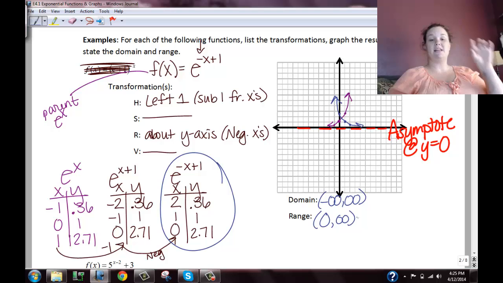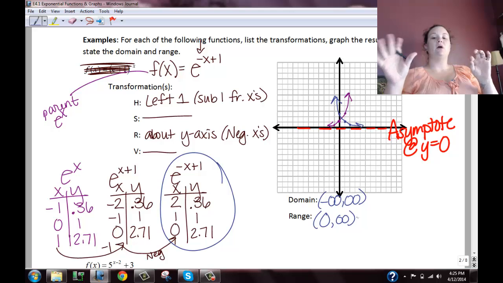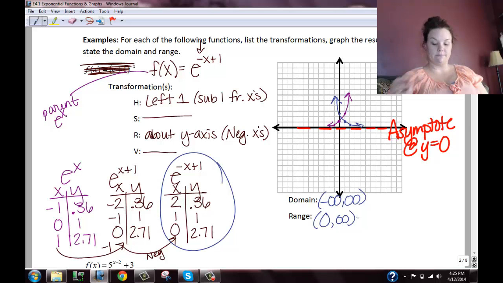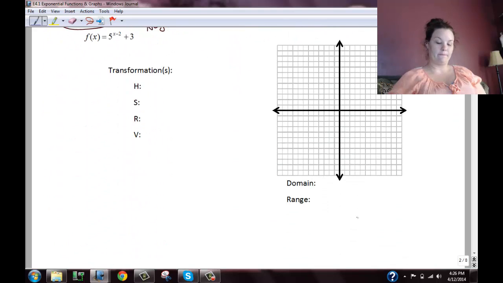Okay. So we take the base that they give us, create a table based on the most basic form of that exponential, then we transform using XY tables, and then graph our new function, identify the location of the asymptote, and domain and range based on our new function, or our new picture. Let's look at another one.